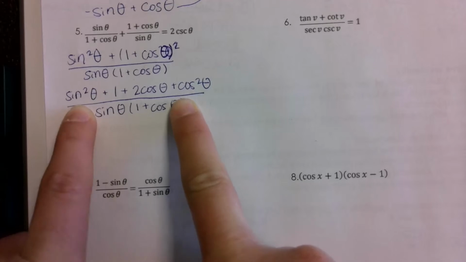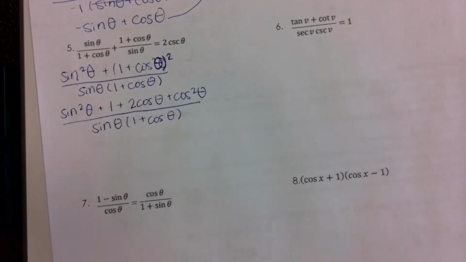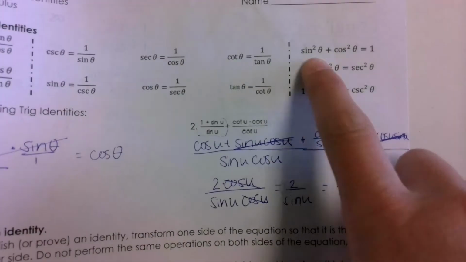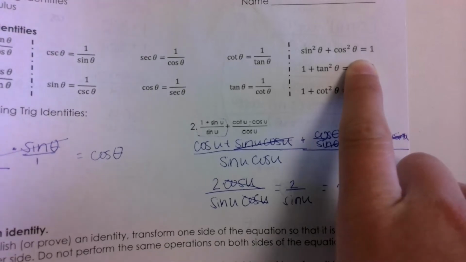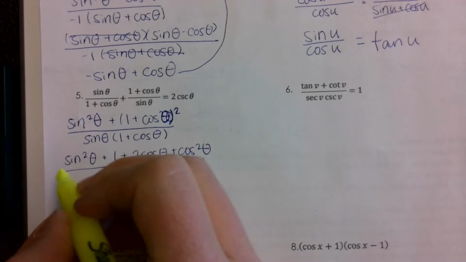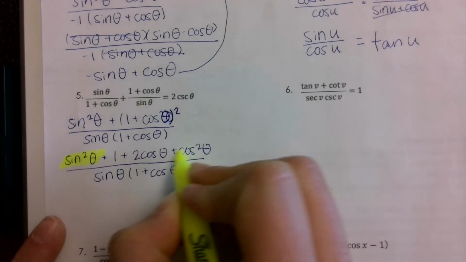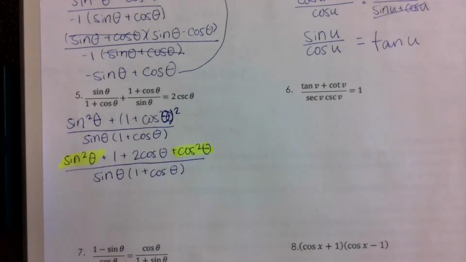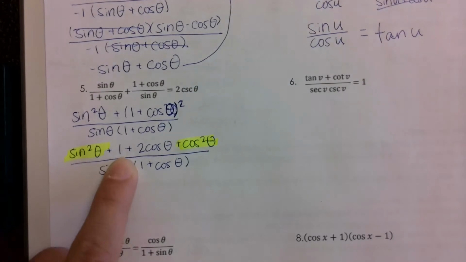Is that okay? Oh, I guess you can do that. That's an identity right here. Sine squared plus cosine squared is 1. So that's just going to give us another 1. I'm going to highlight this so we see where that 1 is coming from. So 1 plus this 1 is going to give us 2.